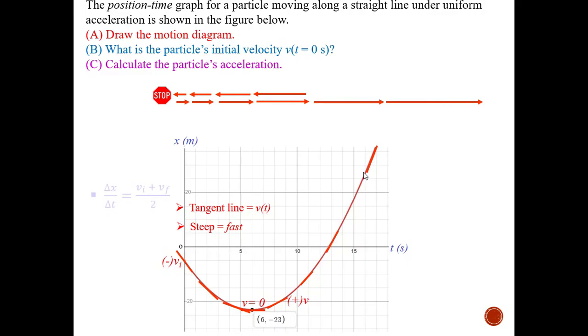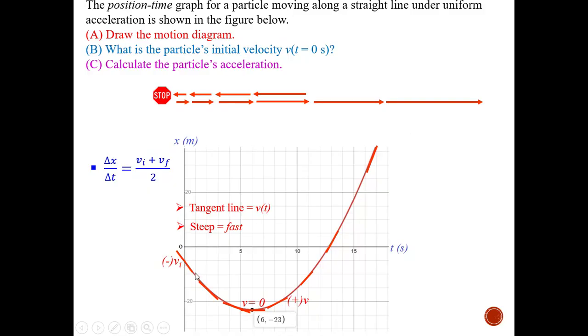Now let's do part B. Part B asks us to find the initial velocity at time equal to 0. Well, once again, as I said earlier, don't just assume that v_i starts at 0. In order to safely assume so, just draw a tangent line. If your tangent line is flat, then it's most likely 0.